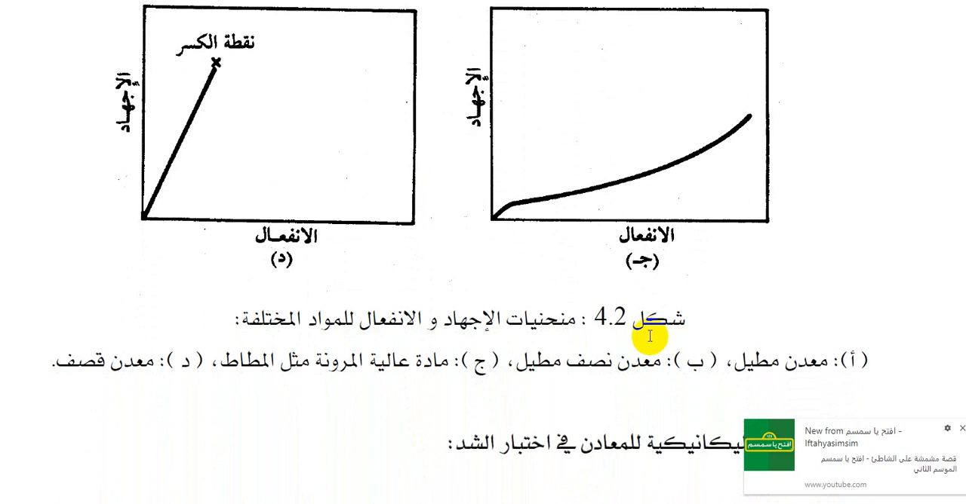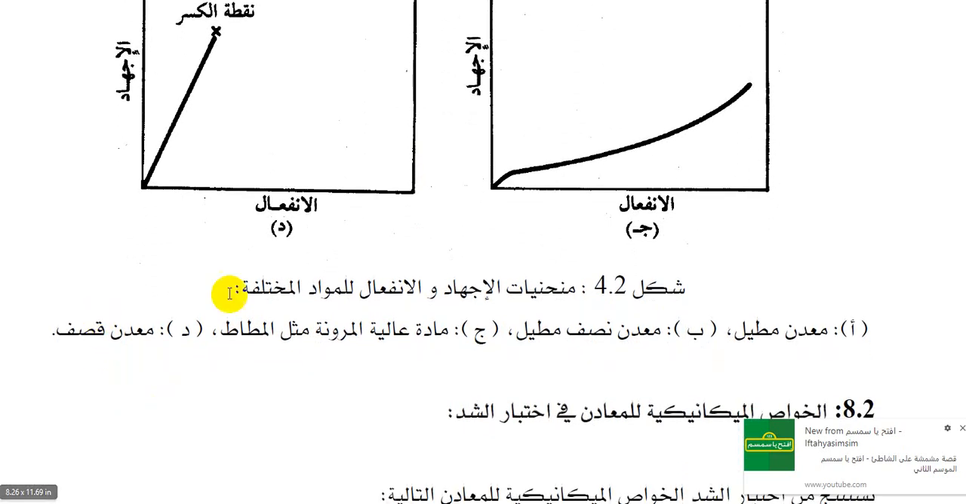Here, as you can see in front of you, figure 4.2 illustrates the stress-strain curves for a variety of materials. Here A is the ductile materials, B is the semi-ductile materials, and G is the highly elastic materials, such as the elastomers.